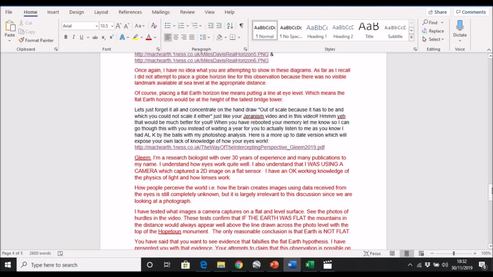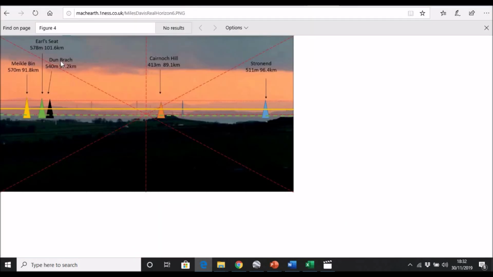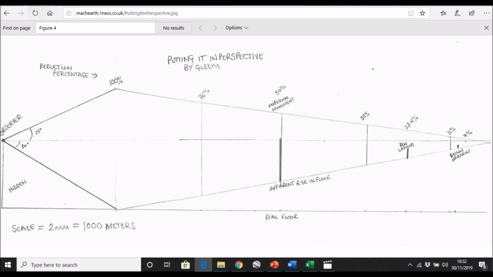He goes on, "Let's just forget it all and concentrate on the hand draw. Out of scale because it has to be. And you said you could not scale either." Well, no, I have not said I can't scale it, and I have scaled it, and you claimed to have scaled it. You claimed that this was a scale drawing. You put the scale on the drawing.